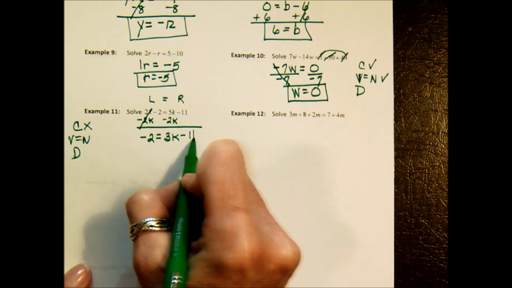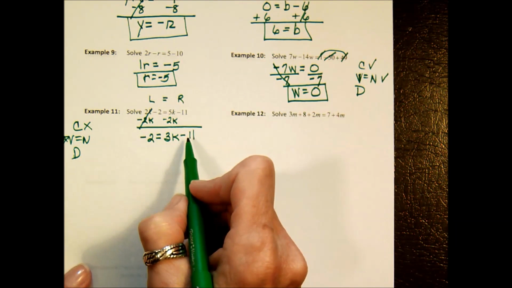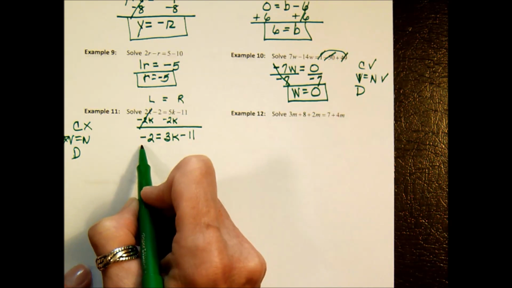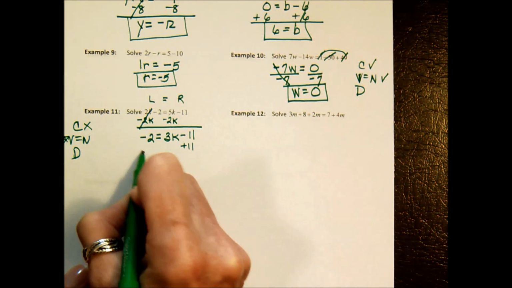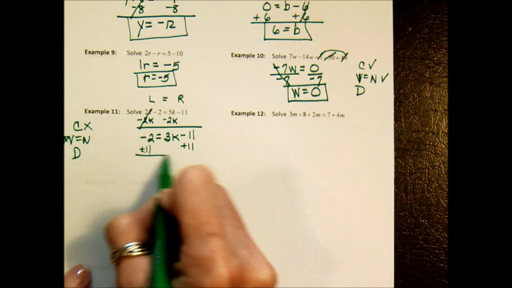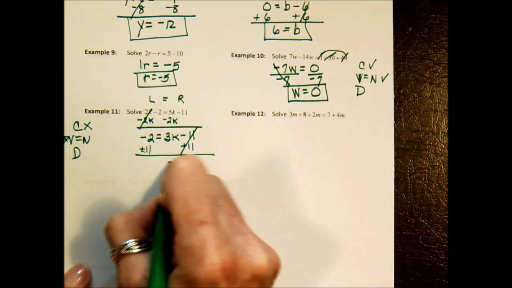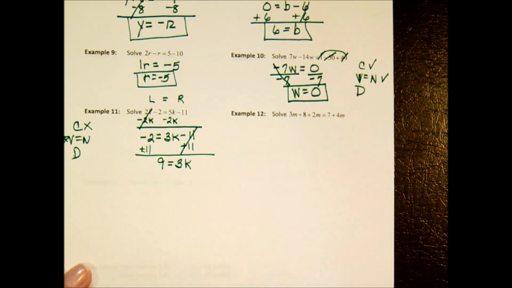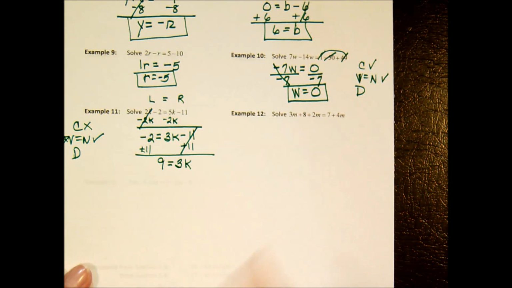So now I have the variables together, but the numbers are not. The variables are on the right, so all the numbers need to go to the left. So how do I undo -11? +11. That makes a 0. So 3k, -2 and +11 is +9. And so now I have done that step where I have variables on one side and numbers on the other.